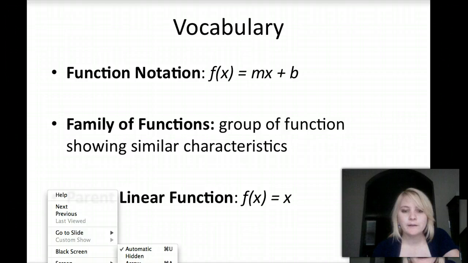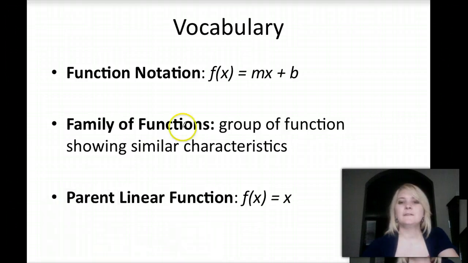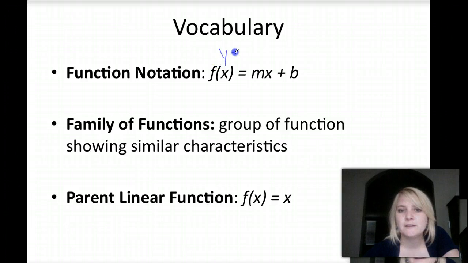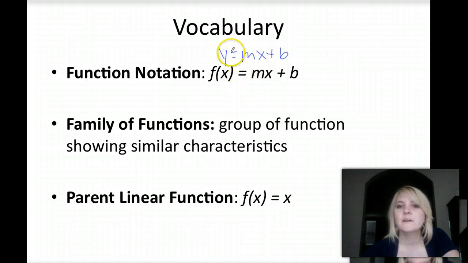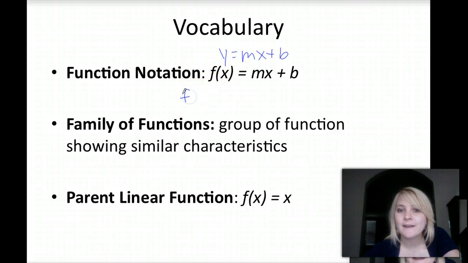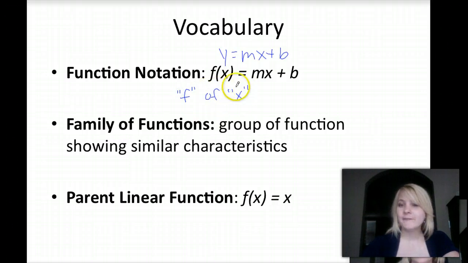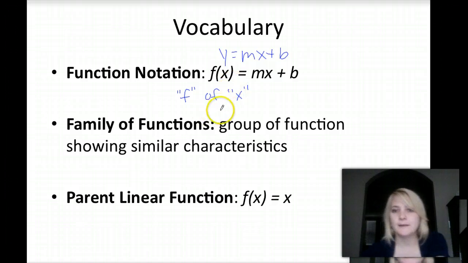And the whole thing with function notation, it's the same type of thing as writing y equals mx plus b. It's still a linear line, or in this case we're looking at linear lines. But instead of saying y, we're going to say f parenthesis x, and we say this as f of x. So we say this f of x equals mx plus b.